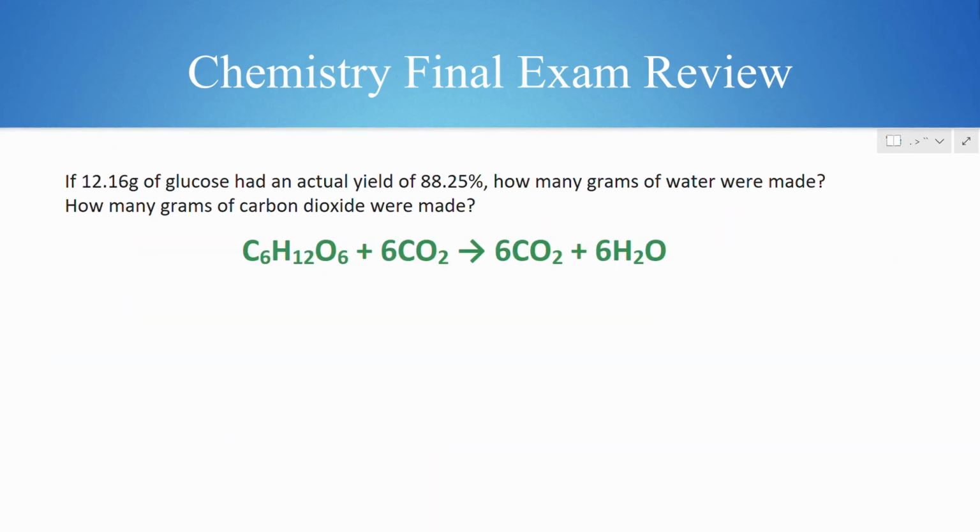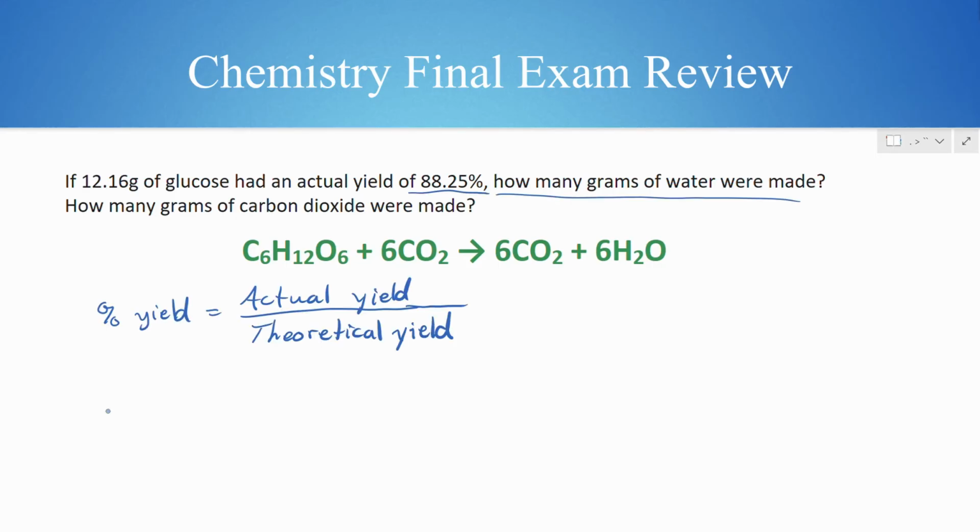If 12.16 grams of glucose had an actual yield of 88.25%, how many grams of carbon dioxide were made? This is a percent yield problem. So what we're going to do for this problem is to find the theoretical yield and then multiply that theoretical yield by this percent so we can know how many grams that was.